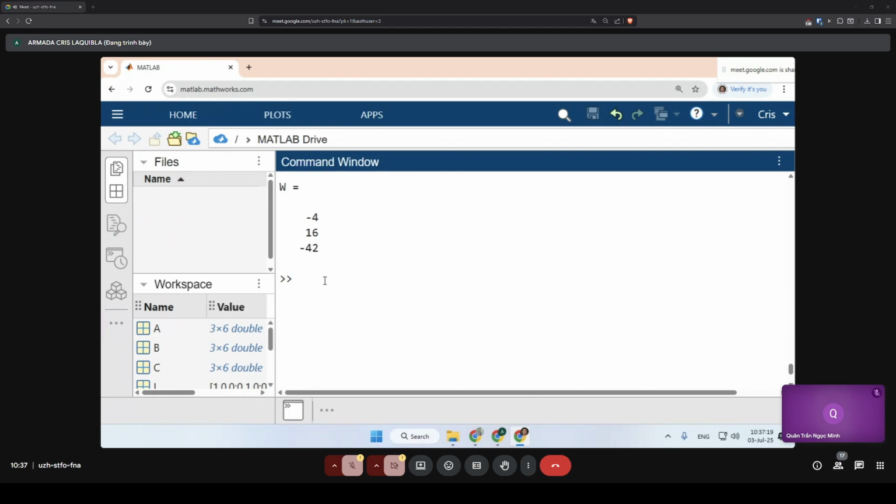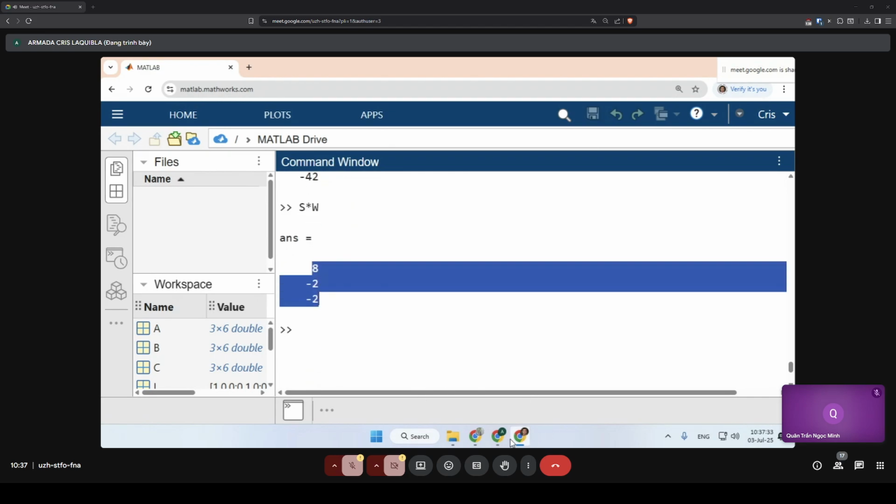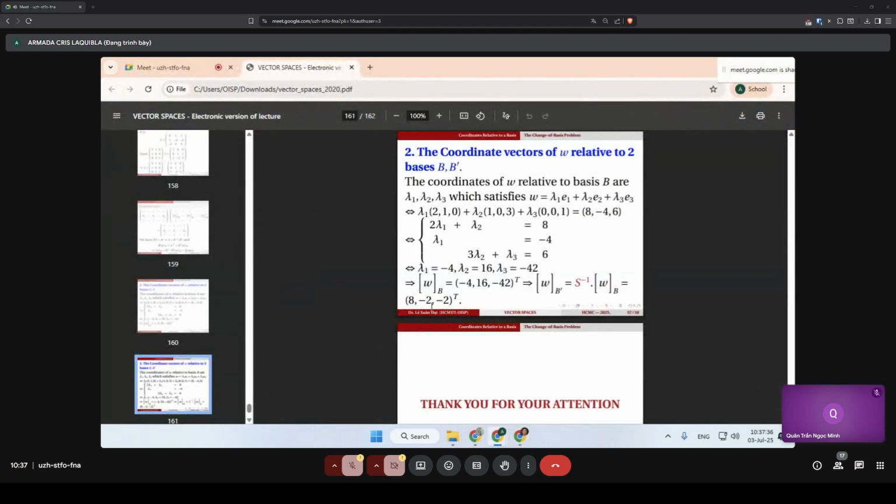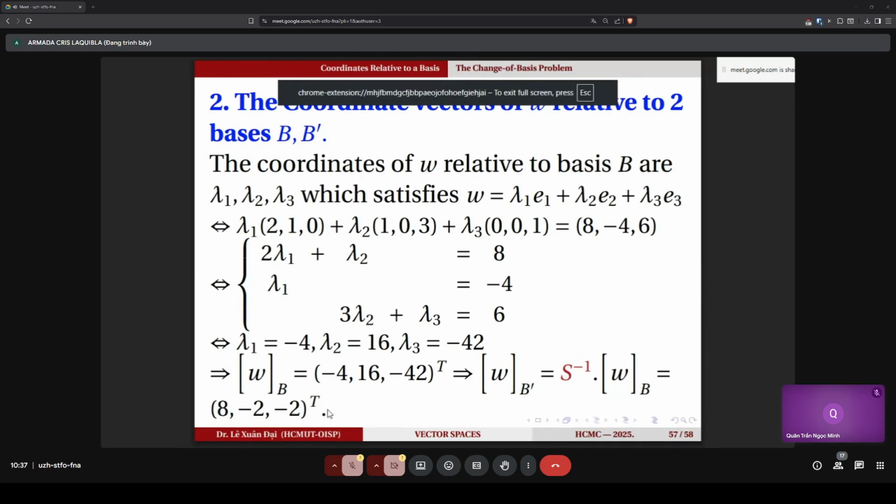S times W. Again, class, this is for your S inverse, and this is for your WB. When you multiply it, it's the WB prime. And we are correct. 8, negative 2, negative 2, which is here. 8, negative 2, negative 2. Okay, so that's it. It's the other way around of solving your WB prime.